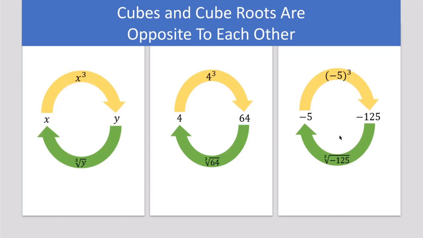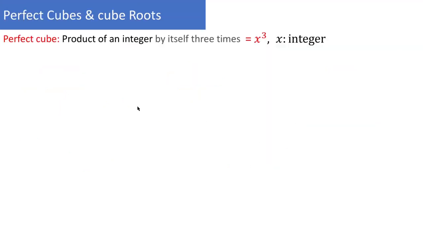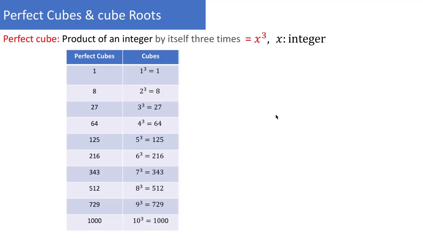Now we can have negative numbers for the cubes and cube roots. Negative 5 to the power 3 is negative 125. The cube root of negative 125 is back to negative 5. A perfect cube is a product of an integer by itself 3 times. That's x to the power 3, where x is an integer. Examples of perfect cubes: 1, 8, 27, 125. For instance, 64 is 4 times 4 times 4. 125 is 5 times 5 times 5.